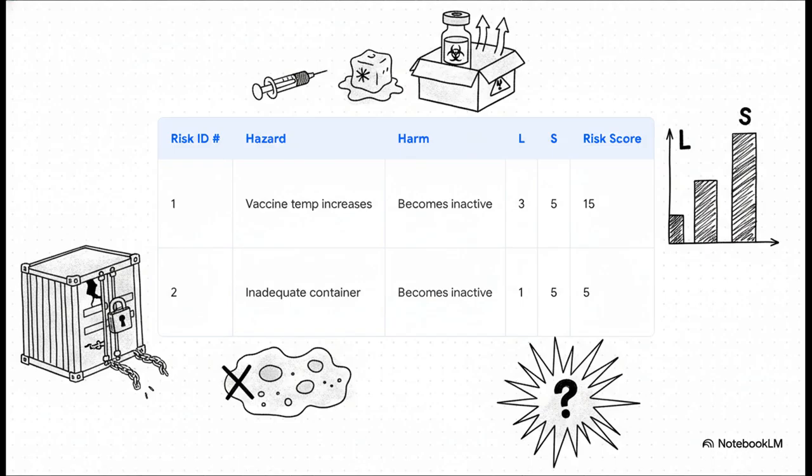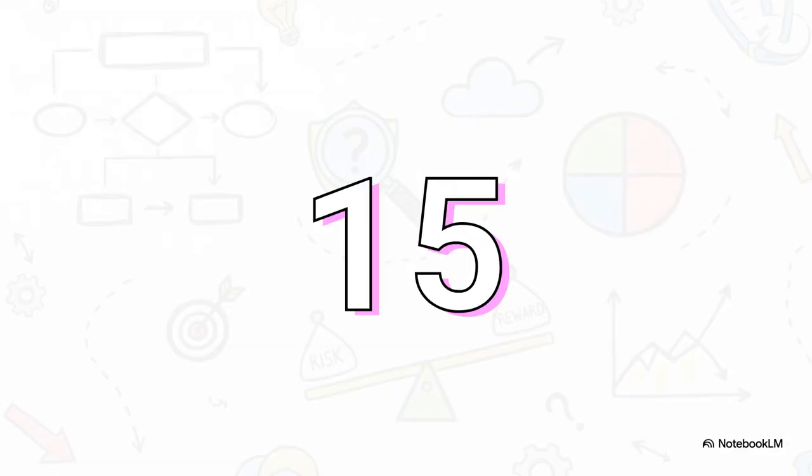Say we're moving a vaccine that needs to stay cold. Okay, one hazard is the temperature going up. The consequence? The vaccine is ruined. Simple enough. Then we just rate the likelihood of that happening and the severity if it does, usually on a scale, say from 1 to 5. And this is where the magic happens. You multiply those 2 numbers together, likelihood times severity, to get your risk score. In our example, a likelihood of 3 and a severity of 5 gives us 15.